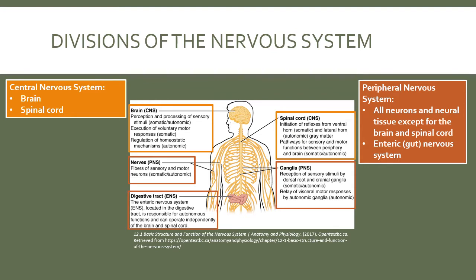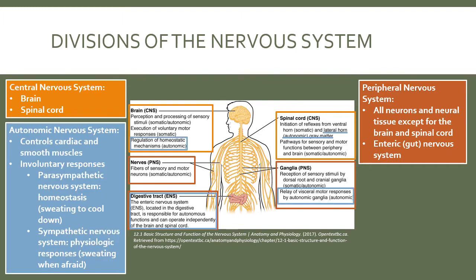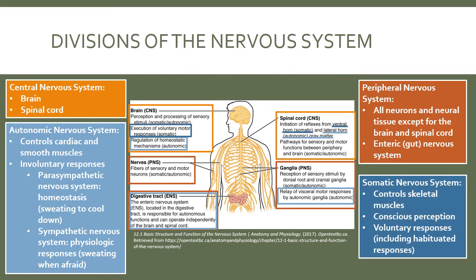There is, however, some overlap. That distinction is not absolute, and there are nerves from the peripheral nervous system that innervate the brain and spinal cord. We also have the autonomic nervous system and the somatic nervous system, and what you can see is that there's a lot of overlap between these two and the central and peripheral nervous systems.